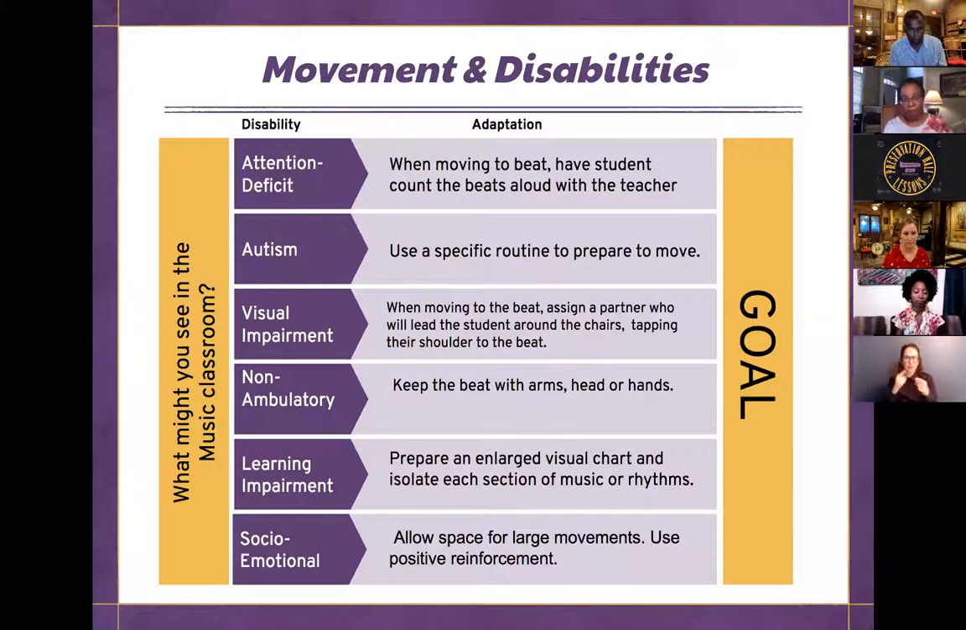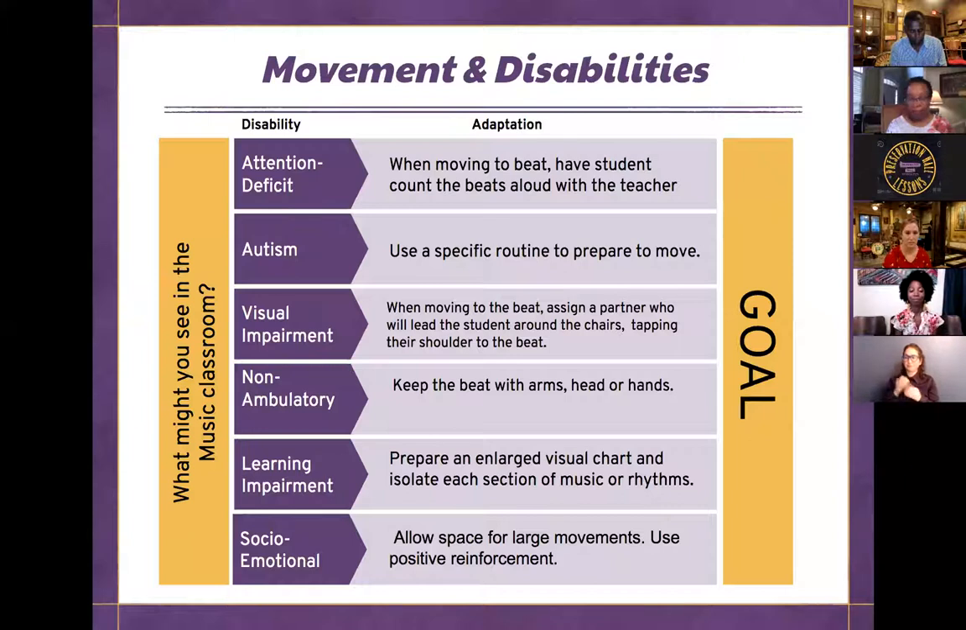So for example, if I am teaching rhythm or tempo for students with attention deficit disorder, I'm going to make sure to have the students move to the beat and count the beat out loud with me. Oftentimes, many students who have attention deficit disorder are auditory learners, so they're learning by ear. So it's great to make sure that everybody's on the same page by reciting the tempo speed at the same time.